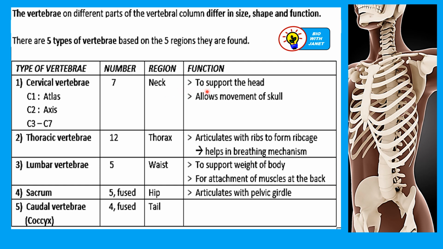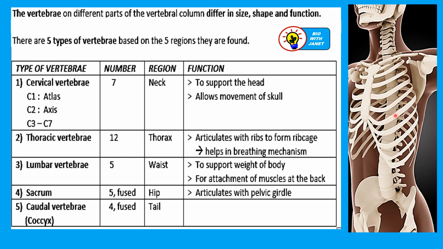The function is to support the head or the skull and allow movement of the skull, that is the nodding movement up and down, and also the side-to-side movement of the skull or the head. Thoracic vertebrae, there are 12. They're found in the region of the thorax.